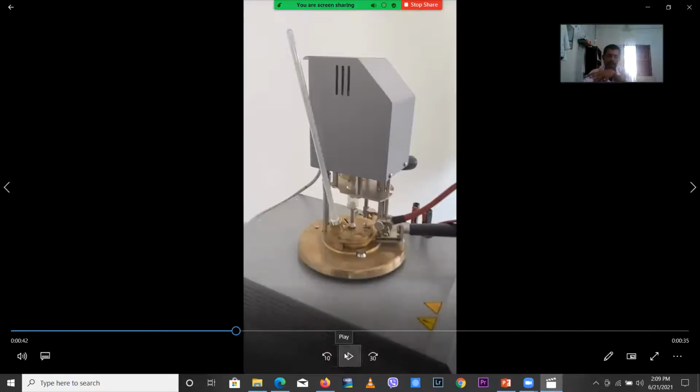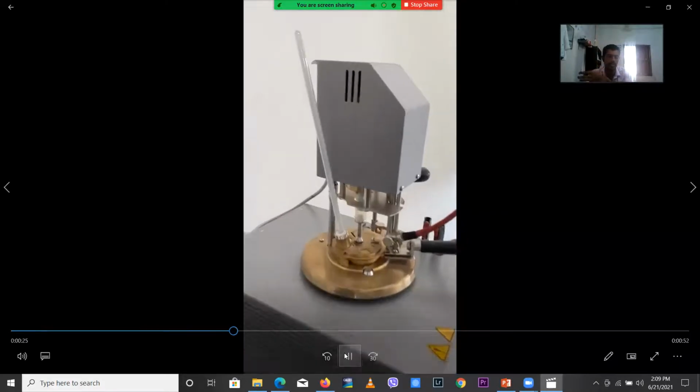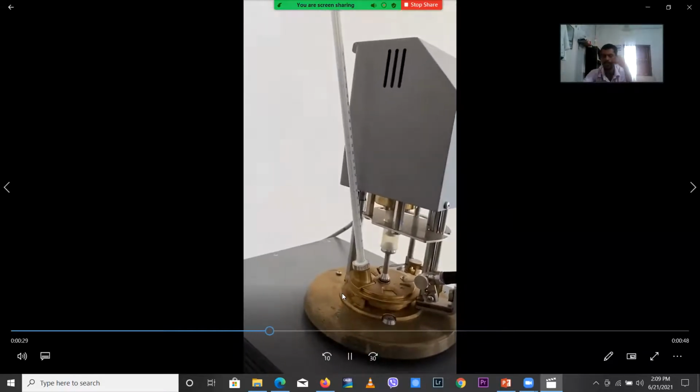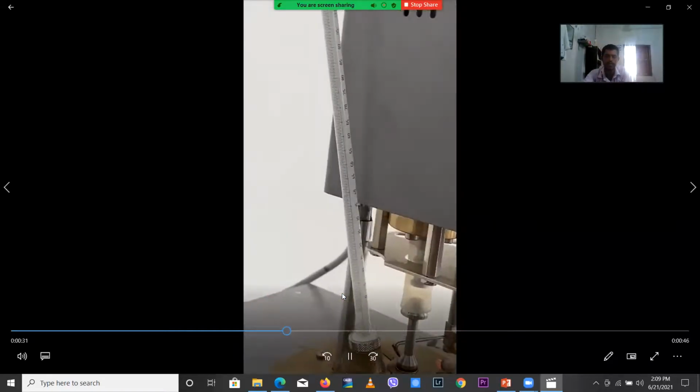So here, just look again. There's a pop sound and there's an ignition, right? Flash only. After that, there will be no fire or no burning, right? Just look at that. Now it is 79 degrees Celsius. We'll check it again.